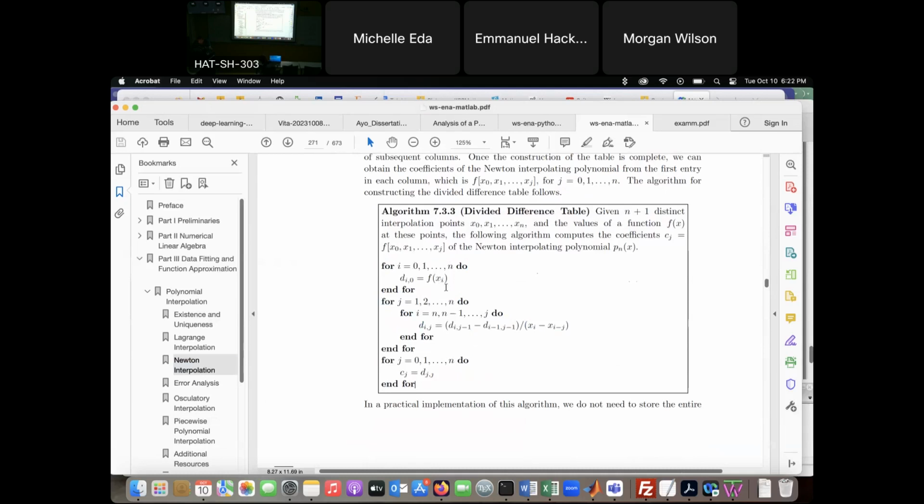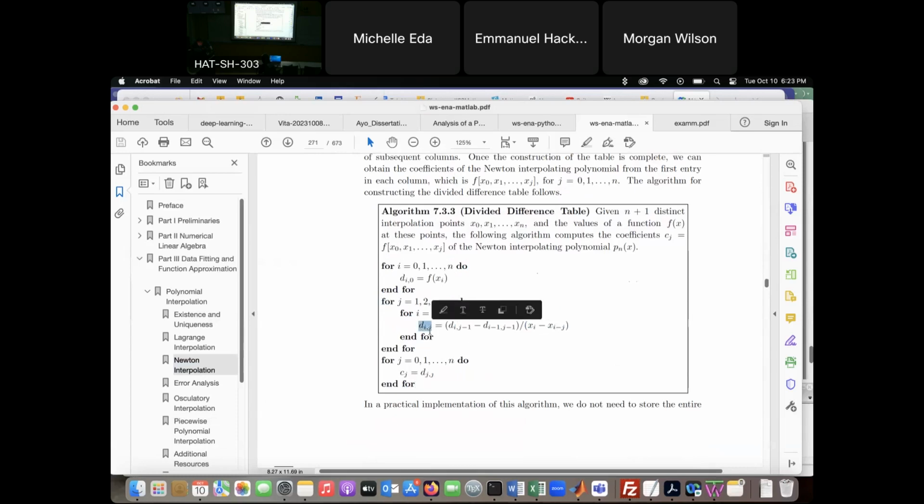So in most cases, what you see here is that for indexing, you would shift everything by one. But there's one situation where, because here we're building a matrix, and in this algorithm as written, the rows and columns would index from 0 to n, but you'd be using 1 to n plus 1.